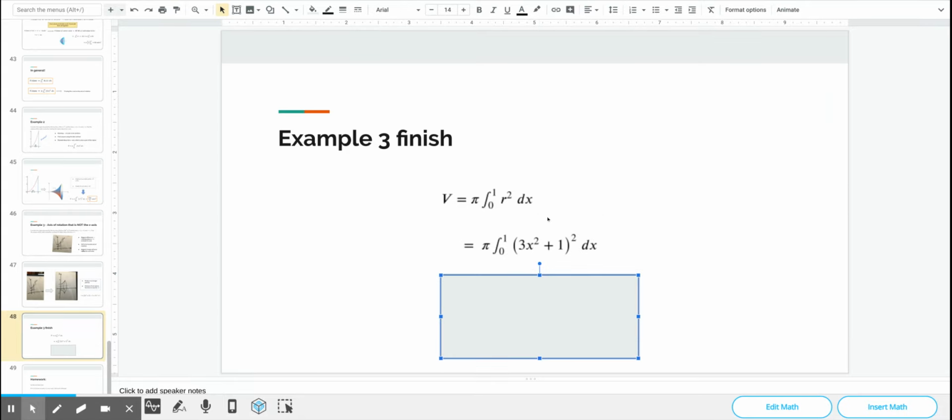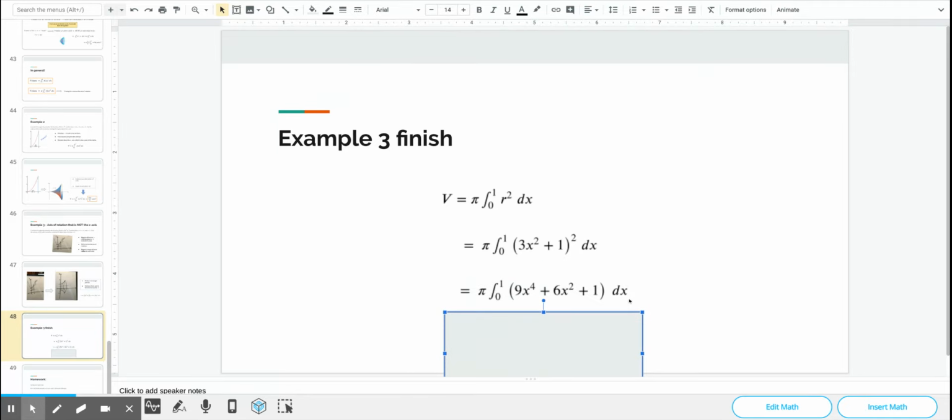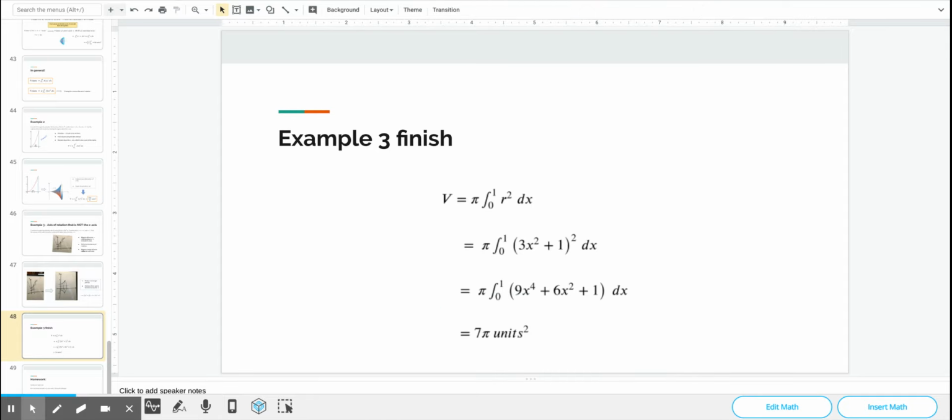Now, in this case, you're going to have to do a little bit more work if we're not using a calculator. You are going to have to square the inside here by FOILing. Don't just distribute the square. You have to FOIL. If we do that, we get 9x to the fourth plus 6x squared plus 1. And from there, it's just the power rule. So it's not too bad. Again, I'm not going to harp on the actual integration piece here. It actually just ends up being 7 pi in the very end, which is really nice. There's 7 pi units squared.